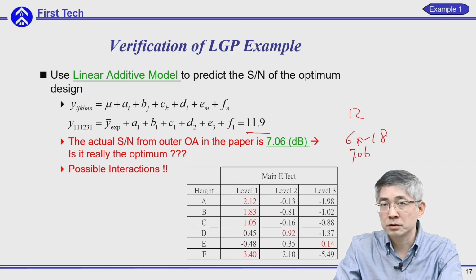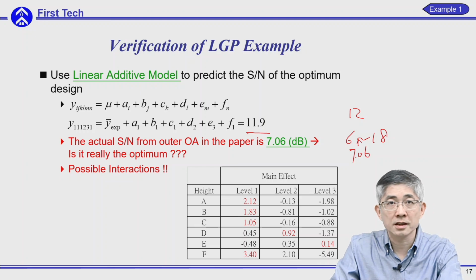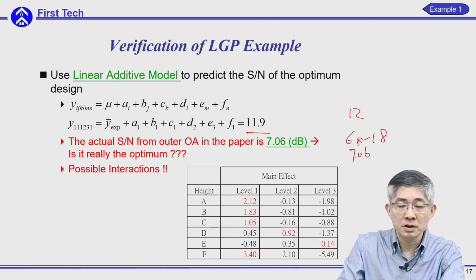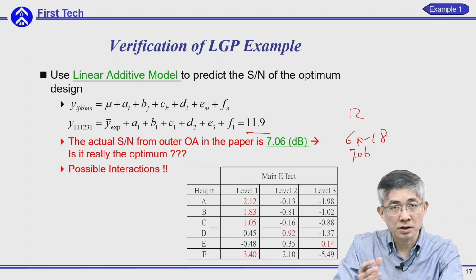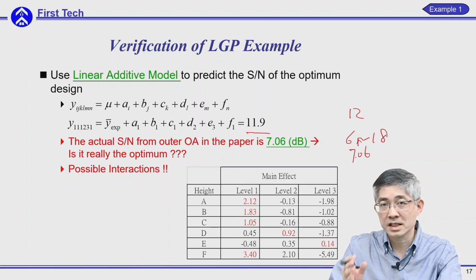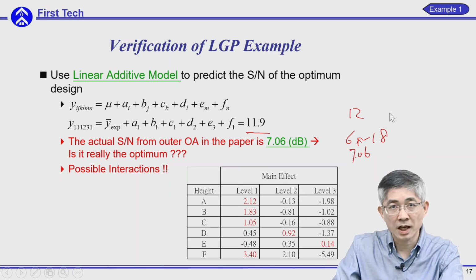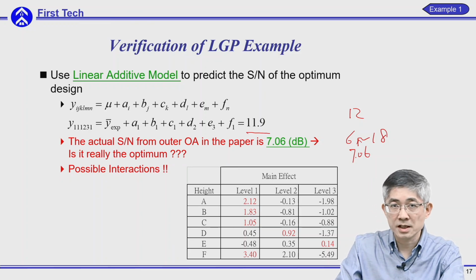So what would be the reason why this is not as good as what we predicted? As we mentioned before, there may still be a possible interaction effect in your model. But the interaction effect may not be that significant to affect your selection. But you still need to be careful if you want to further improve your design by doing a second round of design of experiment.